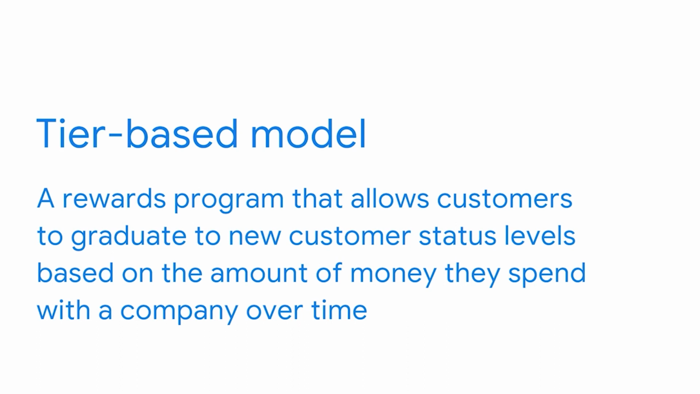Alternatively, a tier-based model is a rewards program that allows customers to graduate to new customer status levels based on the amount of money they spend with a company over time. The more money they spend, the higher tier they gain access to and the better benefits and incentives they are offered. For example, a company might offer 3 tiers. Bronze if they spend below $50, silver if they spend between $50 and $100, and gold if they spend over $100. With every purchase range, a customer will receive better rewards offers.